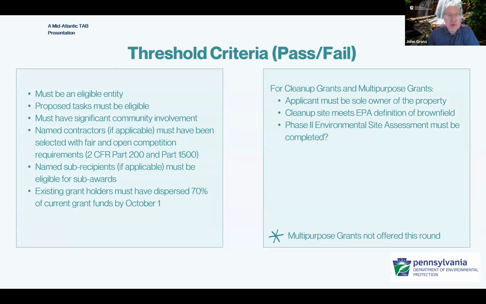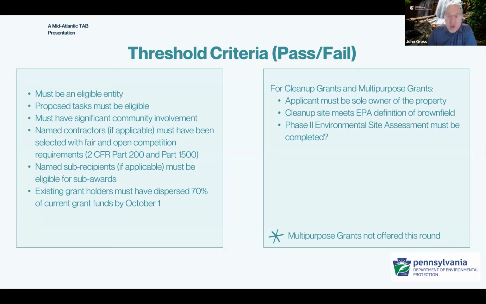And we'll get into some of the threshold criteria. Walking through some of these, you have to be an eligible entity, which we talked about. I think Dawn talked about each one of those, depending on what you're applying for. Each one of those you have to be an eligible entity for. The proposed tasks have to be eligible. Generally speaking, as Dawn mentioned before, you have some options within the assessment grants. You can do some planning and do some other stuff, but it has to be eligible for the grant that you're applying for. Contractors are there if you've already figured out what those contractors are.